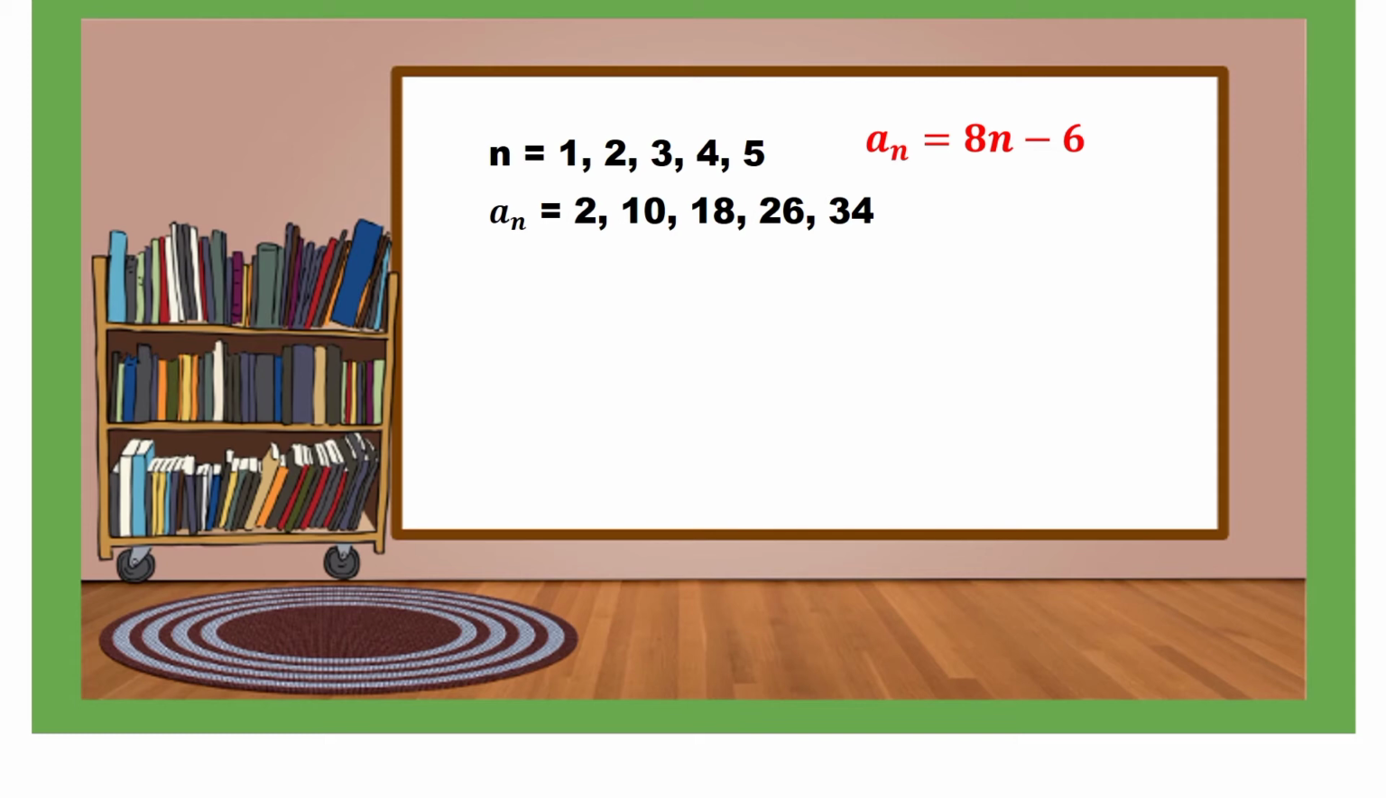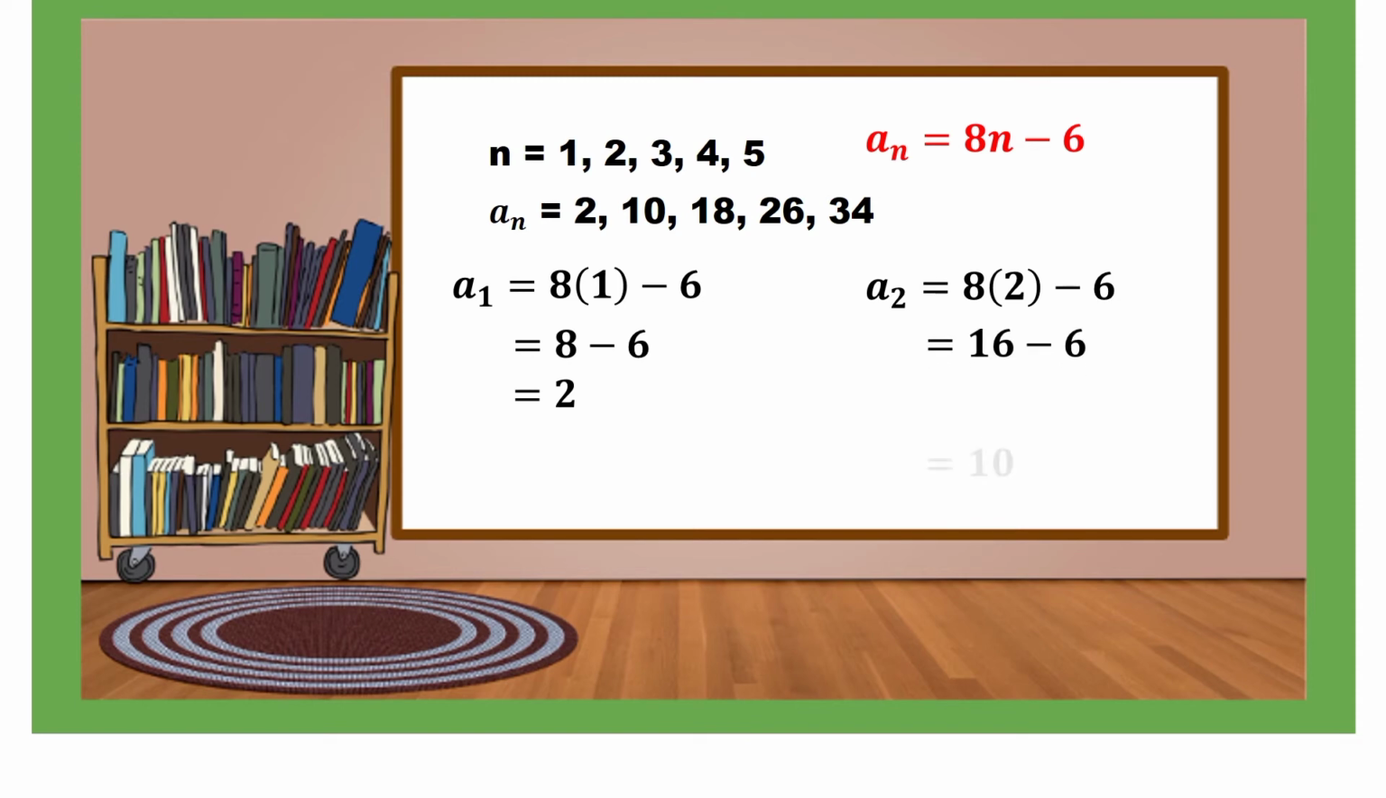So, if n is equal to 1, we have 8 times 1 minus 6. 8 minus 6, the answer is 2. If n is equal to 2, 8 times 2 minus 6. 16 minus 6, the answer is 10. And if n is equal to 3, 8 times 3 minus 6. 24 minus 6, and the answer is 18. Now we can say a sub n is equal to 8n minus 6.